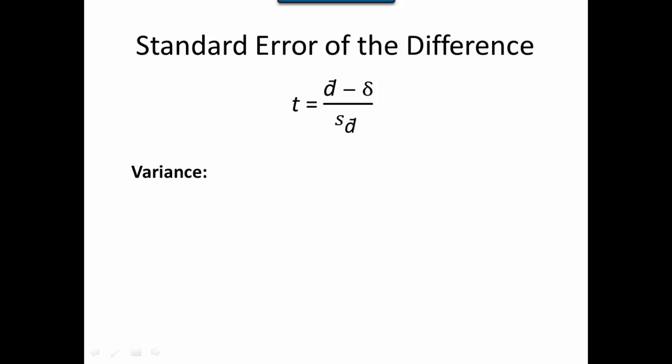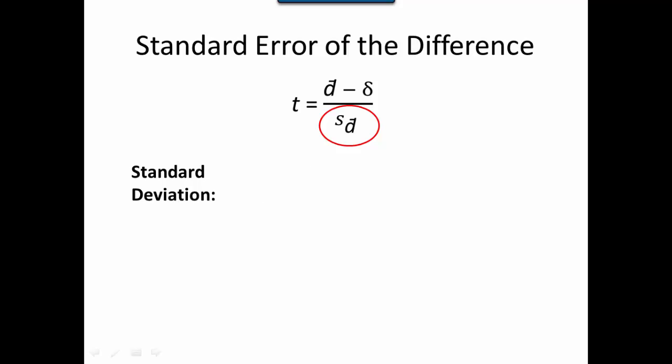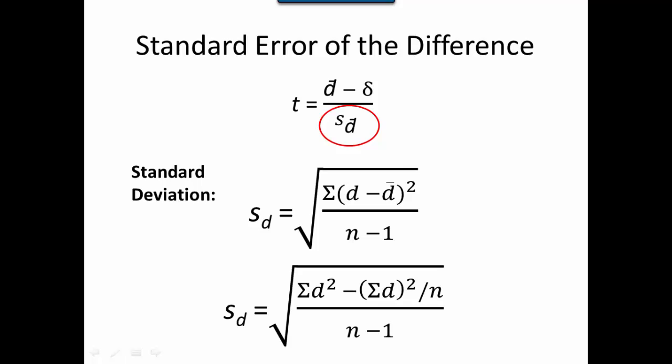So we need to know how to figure out the standard error for the difference. We don't have to pool the variance because we are working with one population. So we use either the differences formula or we use the raw scores formula. To find the standard deviation, which is always the first step, we take the square root of either the differences formula or the raw scores formula.